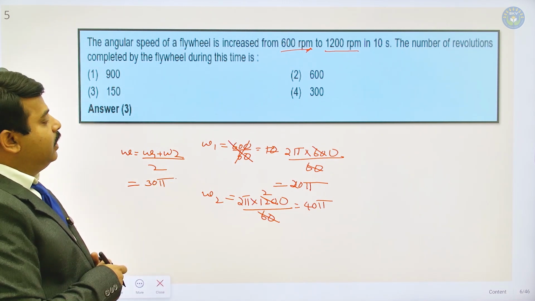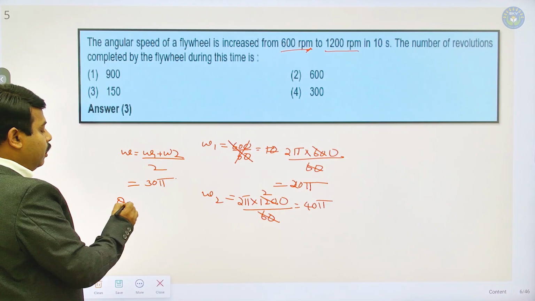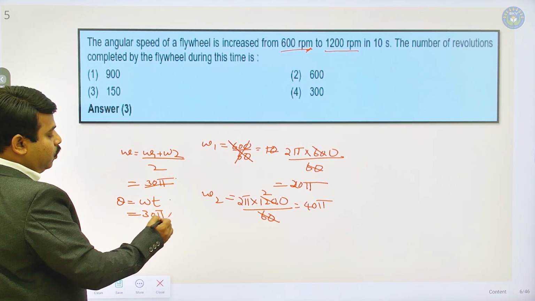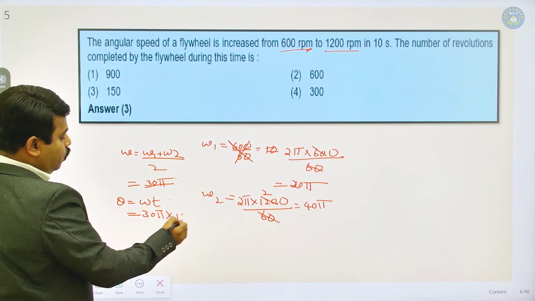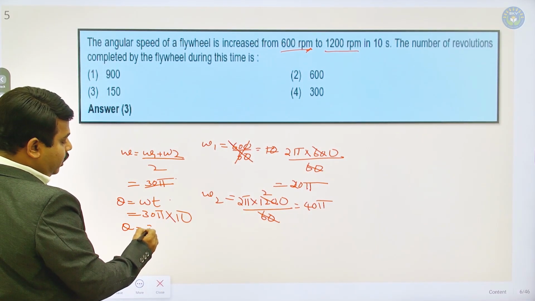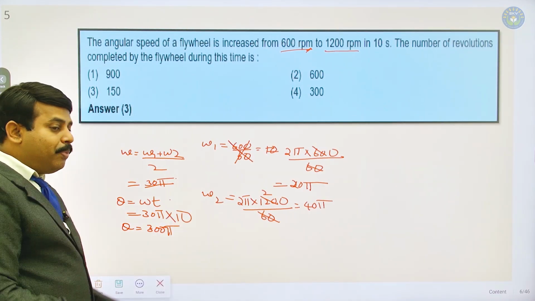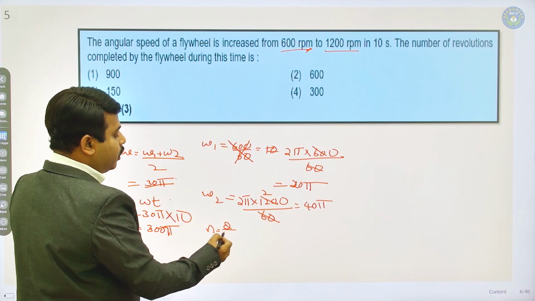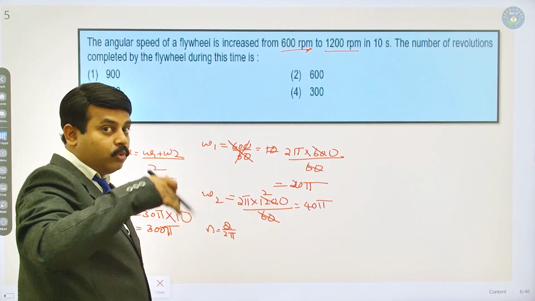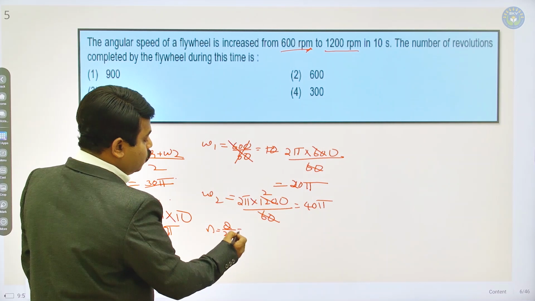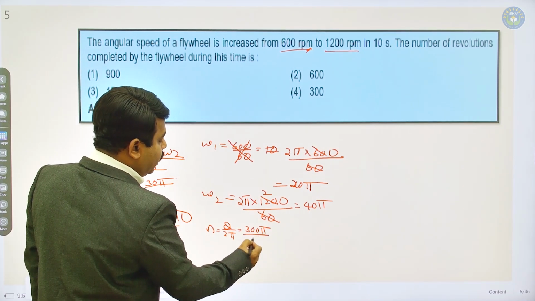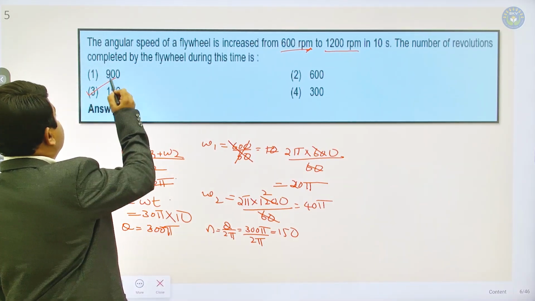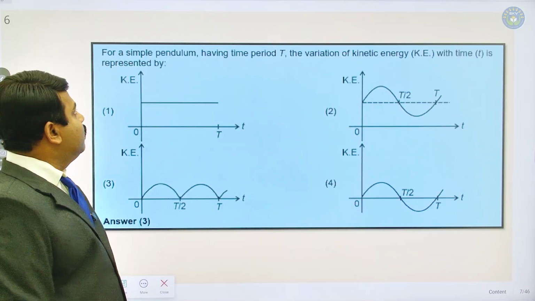Now, in 10 seconds, what is the total angle rotated? That is omega t only. That is 30 pi into 10. Then total theta is equal to 300 pi. The number of revolutions they are asking. Number is equal to total angle divided by 2 pi, for one revolution 2 pi angle is there. So 300 pi divided by 2 pi is 150. Then which is the option? Option 3 is correct.